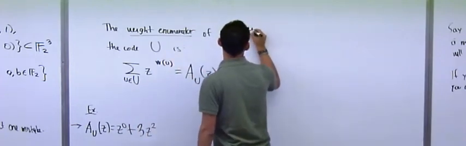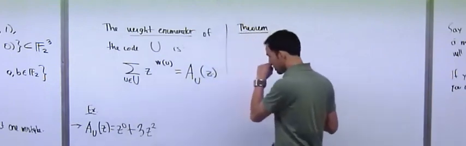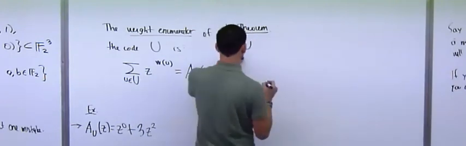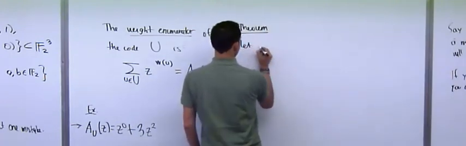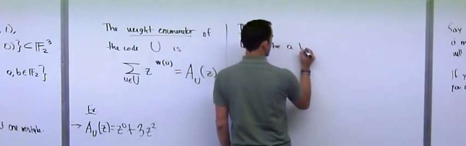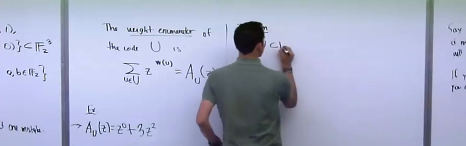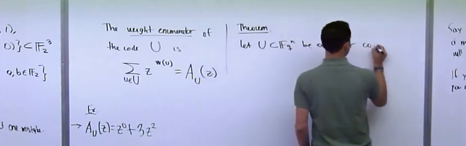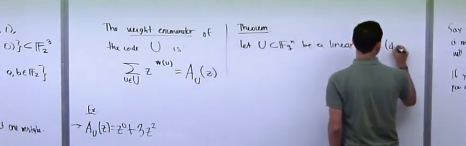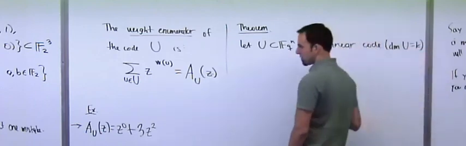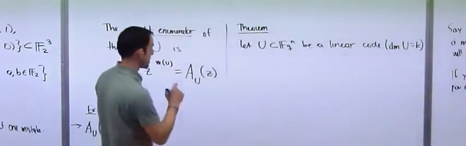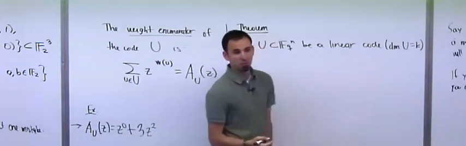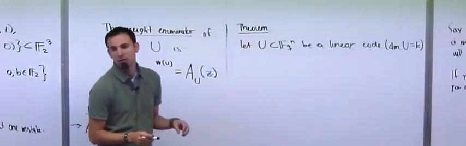So what's the theorem here? The theorem says that if you take a linear code, let U be a linear code in F_q to the n, and say that it's a dimension k linear code. Okay. Now, again, linear code just means subspace. So really what we have here is a subspace of F_q to the n.